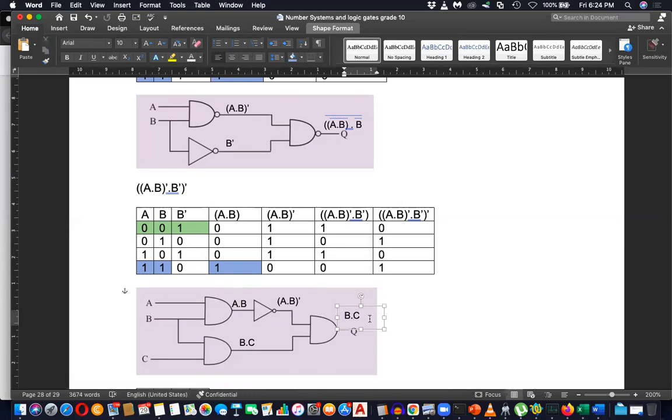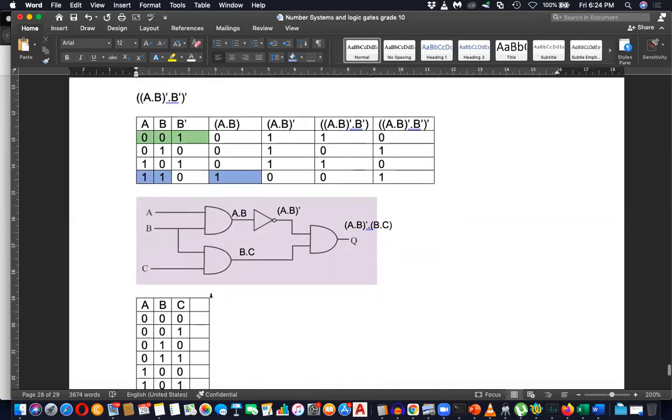So as the final output, you get A and B not. Yes, Akash, your answer is correct. And B and C. So this is the final answer: A and B not and B and C. Okay, let's write the truth table. You need A and B.